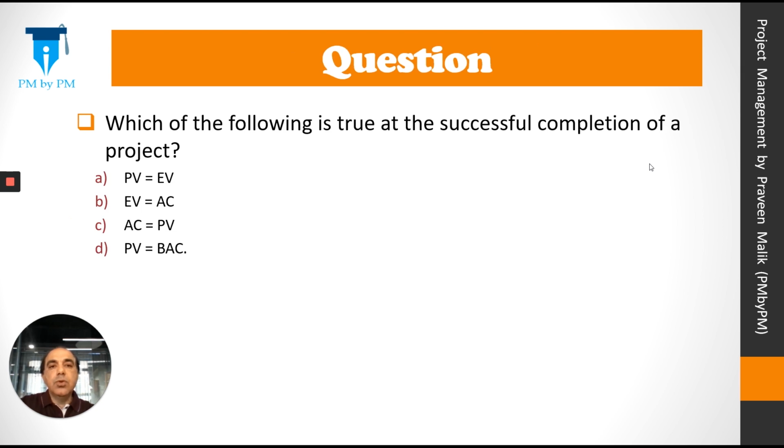So I have a question for you. Which of the following is true at the successful completion of a project? PV is equal to EV, EV is equal to AC, AC is equal to PV, or PV is equal to BAC. Please leave a comment below.